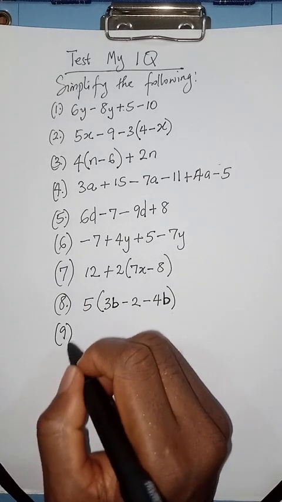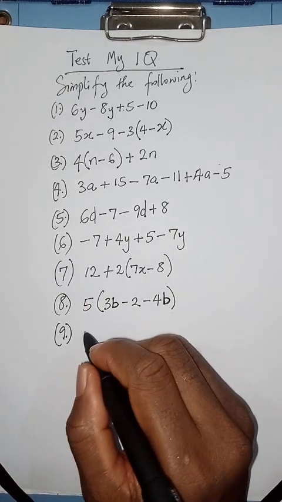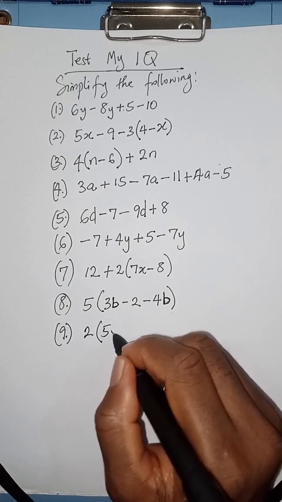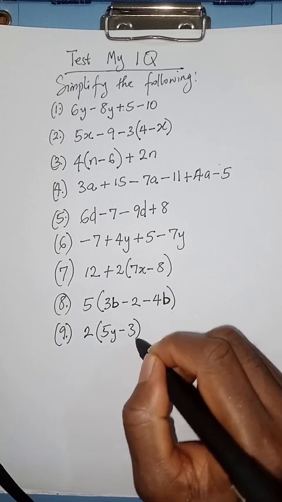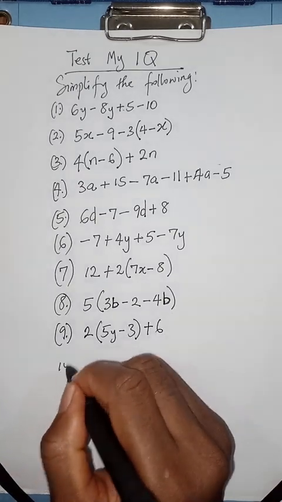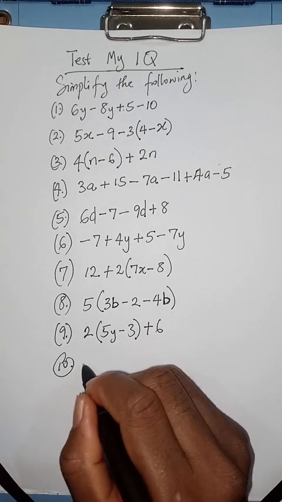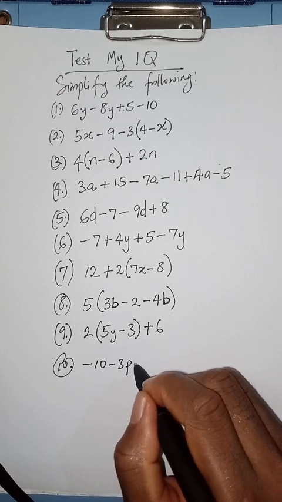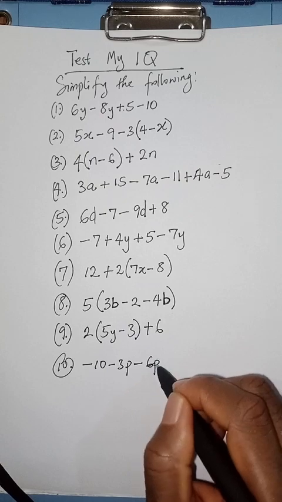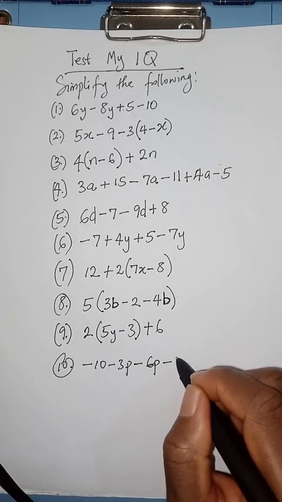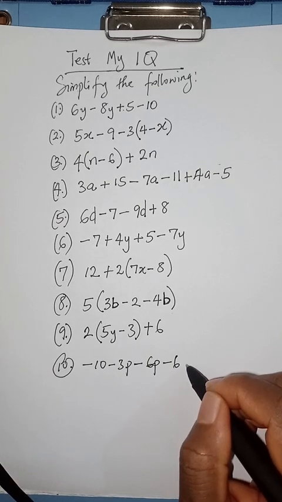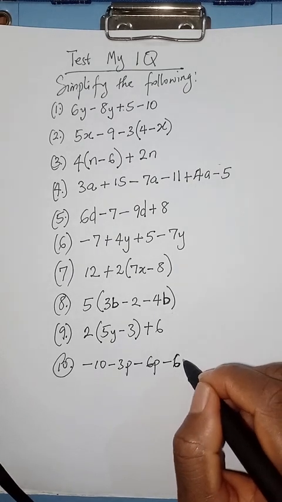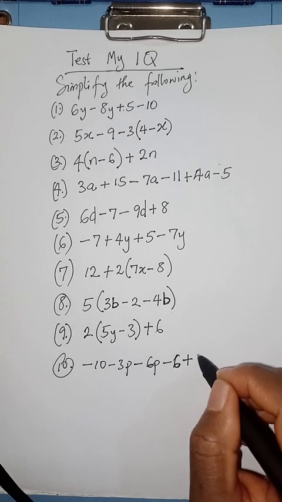So let's go to number 9. Let this be 5y minus 3 plus 6. And the last question is minus 10 minus 3p minus 6p minus 6 plus 5p.